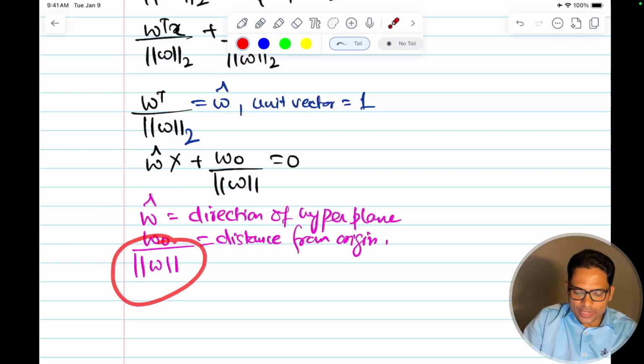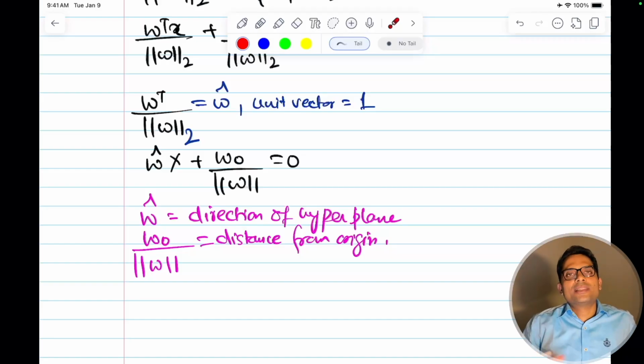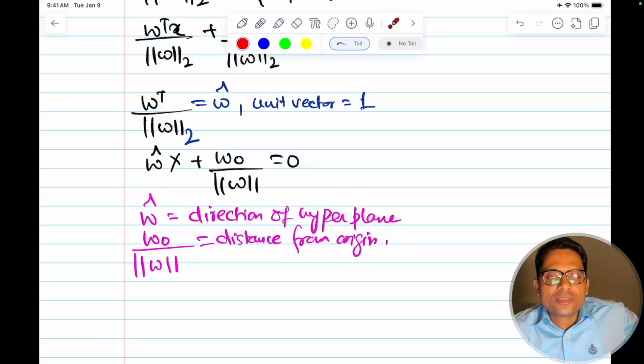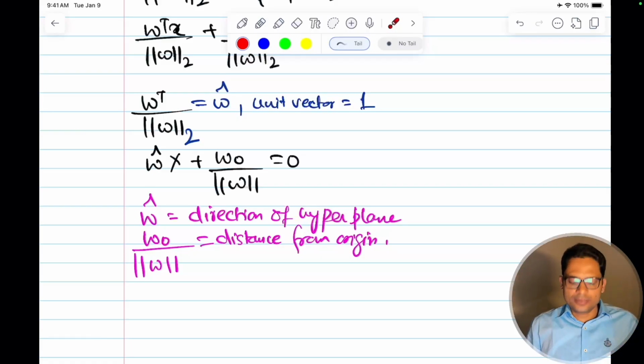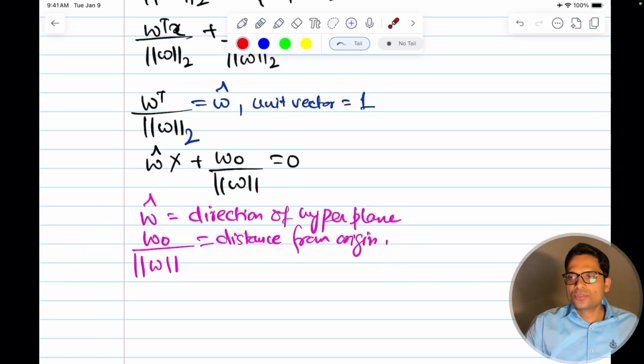And then the other unit that we need is how far it is from the origin in any dimensions. Okay, that's how you have to visualize. I need only these two things to represent any hyperplane: just a unit vector which will give me the direction of the hyperplane, plus how far it is from the origin, and these two are sufficient. Okay, so this is clear.